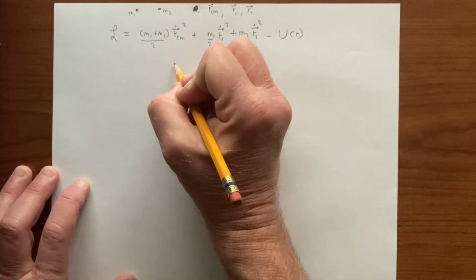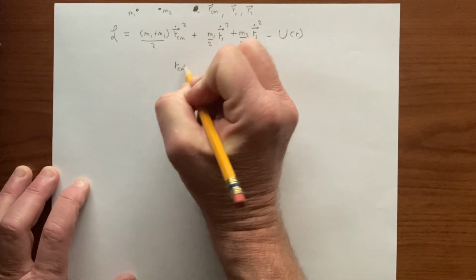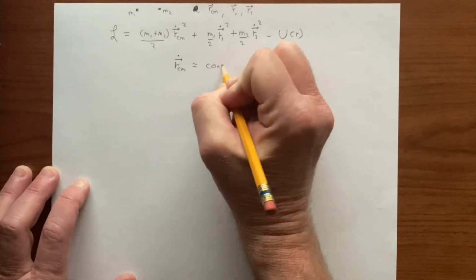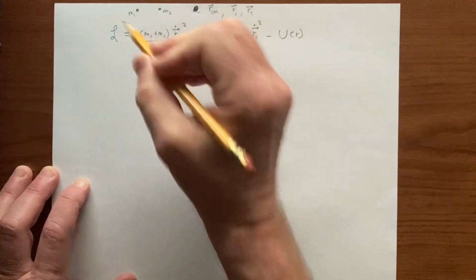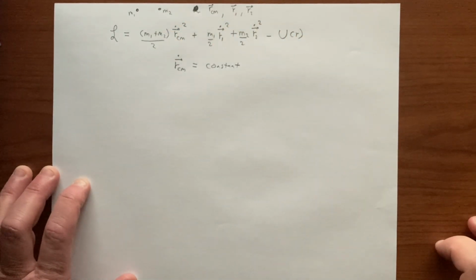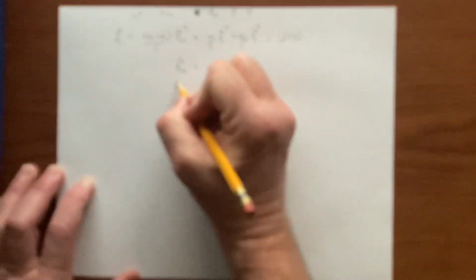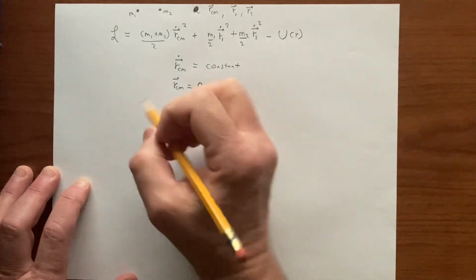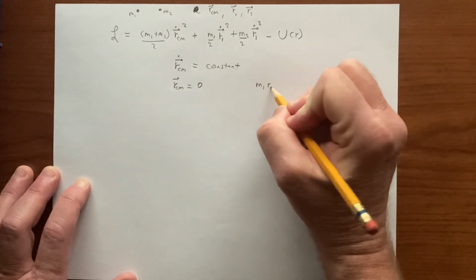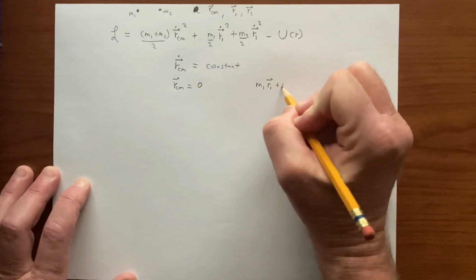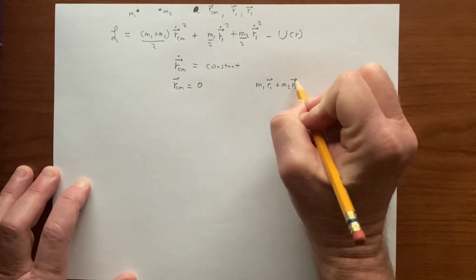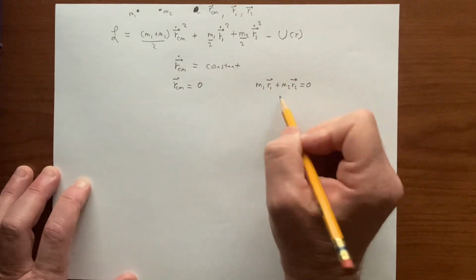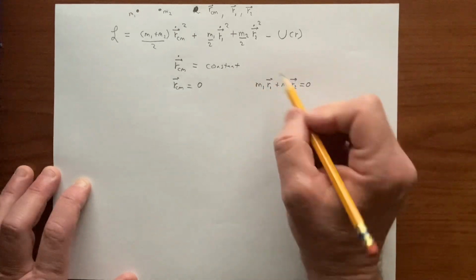Of course, the velocity of the center of mass is equal to a constant, right? We saw that, so it really doesn't affect the equations of motion. And we could also choose the center of mass to be 0, in which case we end up with m1 r1 plus m2 r2 equals 0, right? Because our center of mass is this divided by the total mass. So if that's equal to 0, then that becomes 0.